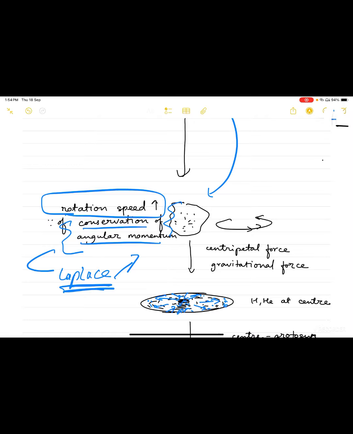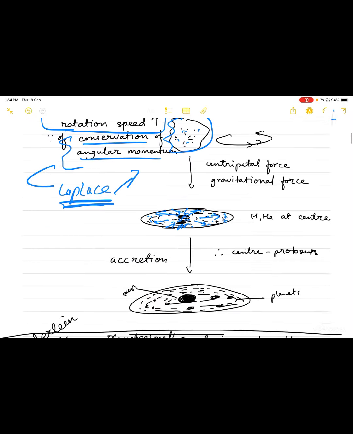In a similar manner, this cloud started rotating faster, and as it did, centripetal force started acting on the particles, pushing them away from the center, while gravitational force tried to pull them inwards towards the center. Hydrogen and helium were concentrated at the center, as they can withstand higher temperature, which eventually formed our protosun.